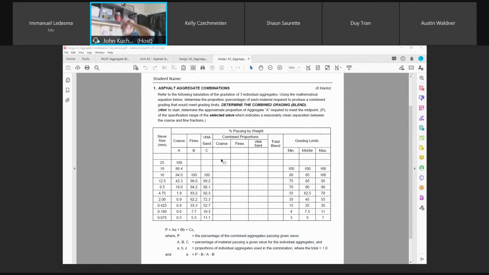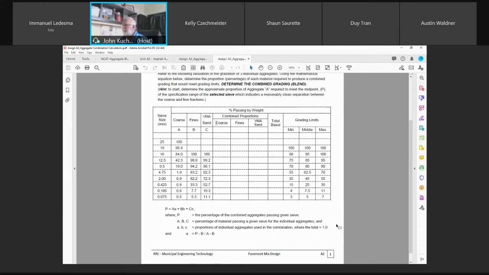This is the assignment, and you're going to have one like this on a quiz. Sometimes on an exam, what I've done is we just calculate the percentages that we're going to need for the coarse, for the fines and the VMA sand or whatever. I may give you just A, B, C. So A is the coarse, B is the fines, C is the VMA, and get the total blend. So here we have 3 individual gradations, and we want to blend.